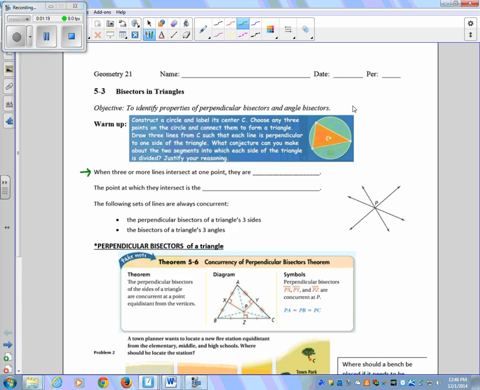there's some important vocabulary words. When three or more lines intersect at one point, they are said to be concurrent. Concurrent, C-O-N-C-U-R-R-E-N-T, concurrent. They come together, three lines in this case come together at point P. They are three concurrent lines. The point at which they intersect is called the point of concurrency. It's the intersection point, but when it's three or more lines coming together, they call it the point of concurrency.